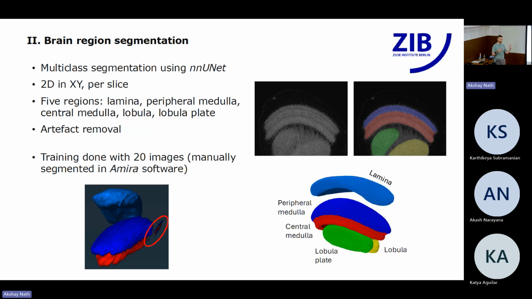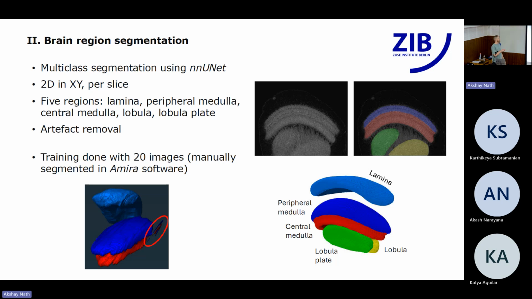Then the next part of the workflow would be brain region segmentation. And here you can see the typical slice of this brain region channel. So this will be, as I said, medulla, lobula plate, and lobula. How this is done: it's a multi-class segmentation, as we have 5 different classes. So lamina, then we have medulla, and we actually divide medulla into 2 parts, peripheral medulla and central medulla. So this one is a little bit more outer part and more inner part. Then we have lobula plate and lobula.